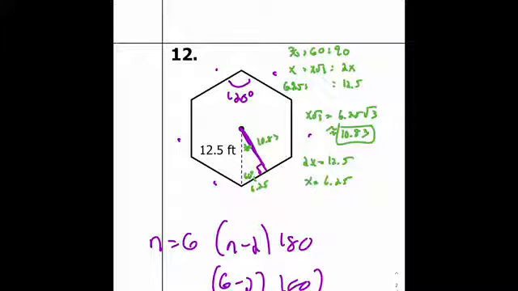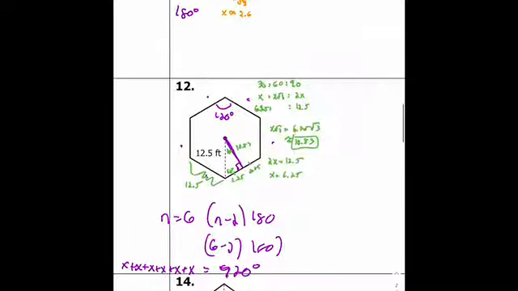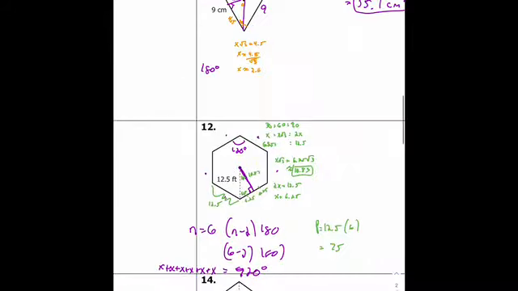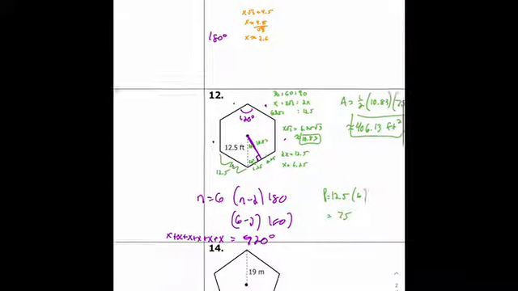Our half of one side is 6.25. The other half is 6.25. So the full side is 12.5. Good to know. So when we're looking for the perimeter, we have 12.5 times how many sides there are. There's 6 sides. So that's going to give us 75. So there's our perimeter. So our area is going to be 1/2 times the apothem, 10.83, times the perimeter, 75. That's going to give us approximately 406.13, and then the units are feet. So feet squared.